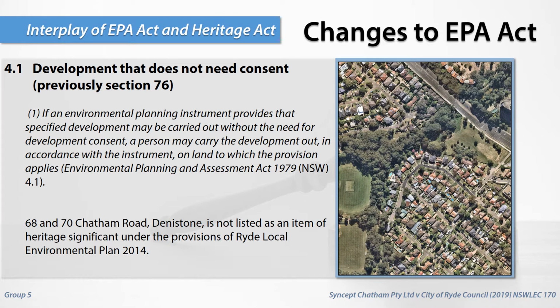A key section of the Act in this case is Section 4.1, paragraph 1, which explains the applicant did not need consent for the development. Section 4.1 states that if an environmental planning instrument provides that specific development may be carried out without the need for development consent, a person may carry the development out in accordance with the instrument. The environmental planning instrument for the area is Ryde Local Environmental Plan 2014, which does not list 68 and 70 Chatham Road, Denistone as an item of heritage significance.